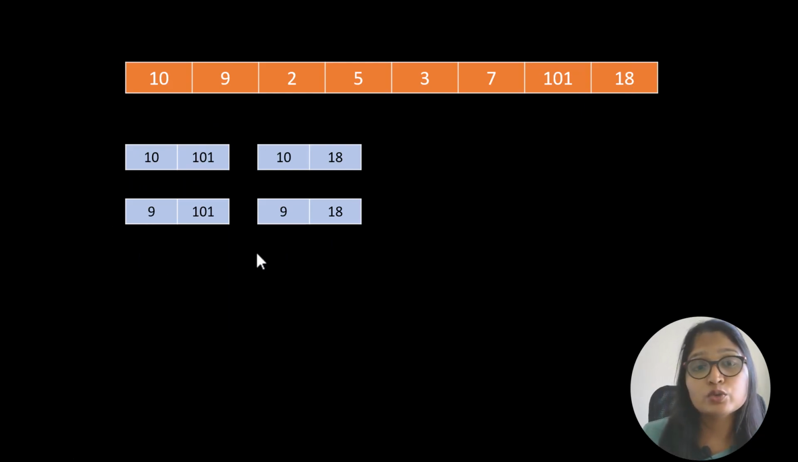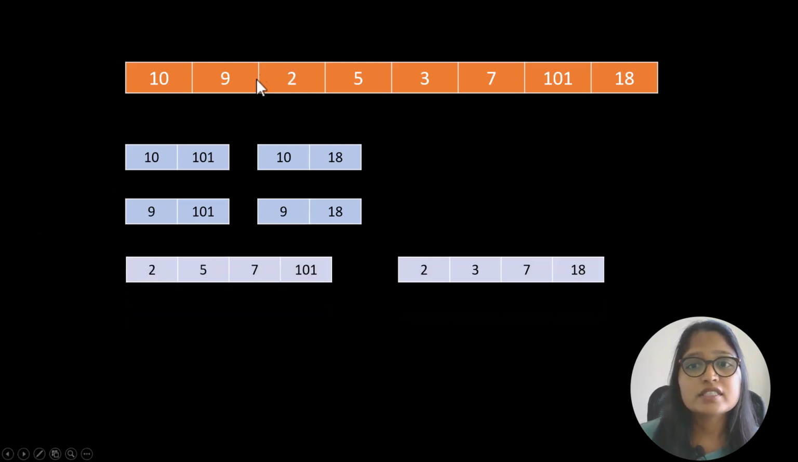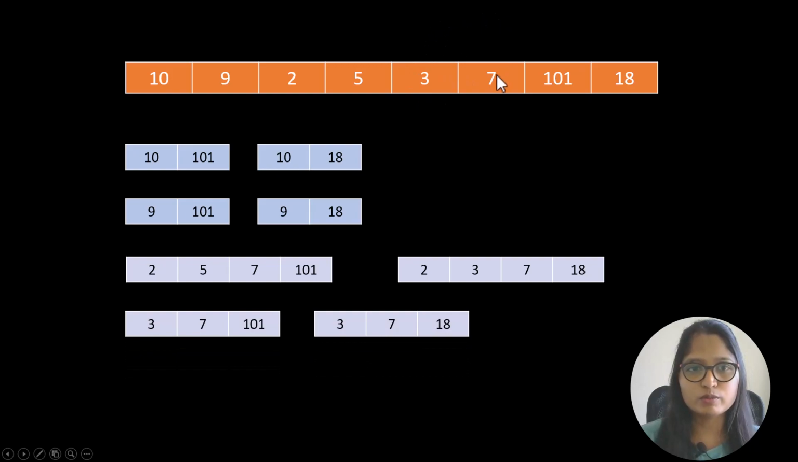Now when we start with 2, we have a lot of options. We start with 2, we can include 5 because yes, 5 is greater than 2. Now when we have included 5, we cannot include 3, but we can include 7. And after 7, we can include 101 or we can include 18. So here are two examples of the many subsequences that we can form from starting with 2. Now, let's see what happens when we start with 3. When we start with 3, the subsequence that we can form is with 3, 7, 101 or 3, 7, 18. Similarly, we can form various other subsequences as well.